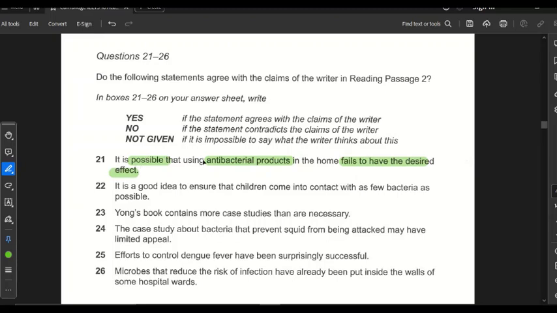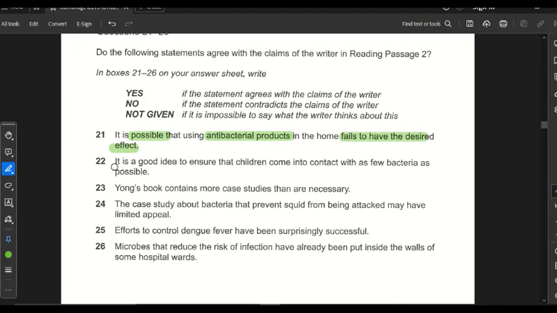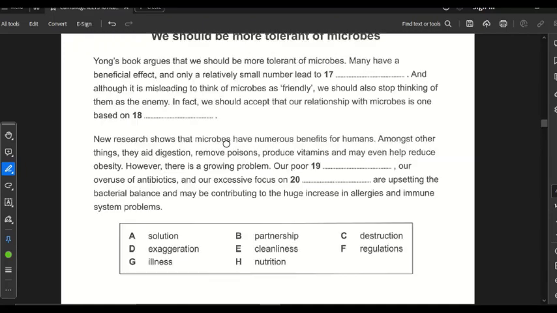It is possible that using antimicrobial products in their homes fails to have the desired effect. You read anything like that? It's a good idea to ensure that children come into contact with as few bacteria as possible. You read anything like that? Not yet.